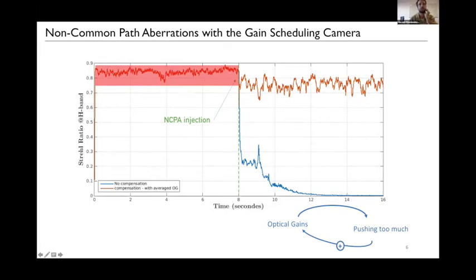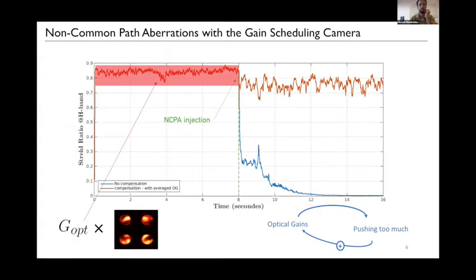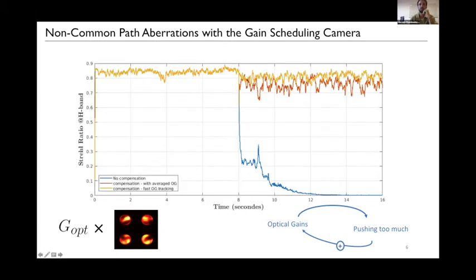Before the NCPA injection, we compute the overall optical gain, and then we multiply our reference by this optical gain, and we manage to stabilize the loop. But actually, with this solution, with this gain scaling camera, what we can try to do is even more than that: trying, at each frame, to keep track of the optical gain. So at each frame, we take a short exposure image with the gain scaling camera, and we put that in the convolutive model, and we compute the optical gains. So we can have a fast tracking of these optical gains.